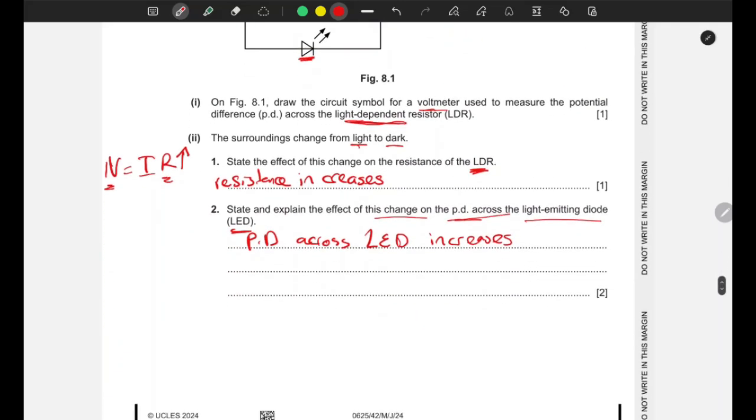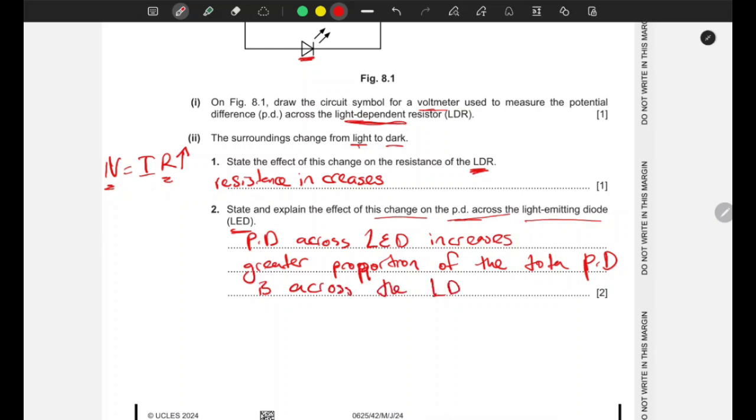So we can say greater proportion of the total potential difference is across the LDR.